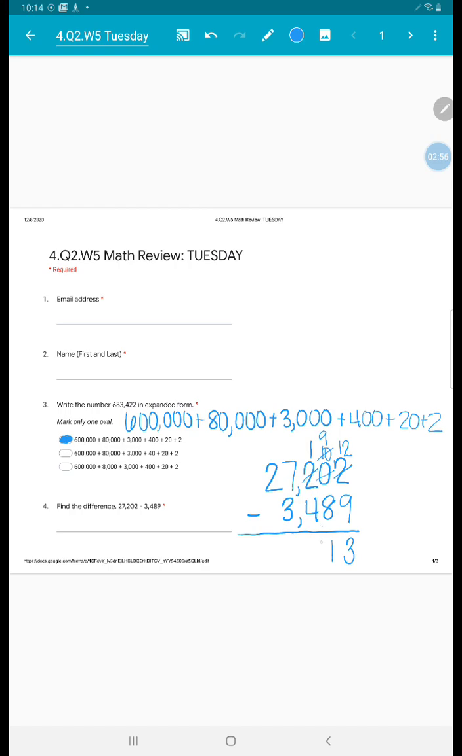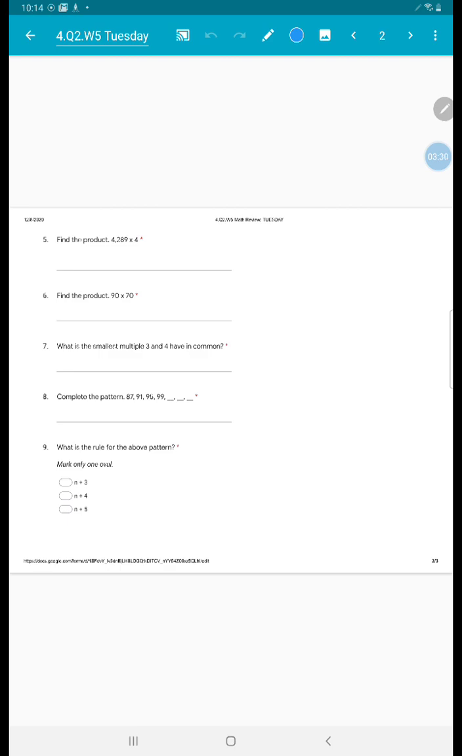If I have 1, can I take 4 away? Wait, no. Okay. You have to go to the 7 and make it a 6, and then make the 1 a 11. Make that a 7, and the 3 take away 6 is 3, and then you work for 2. Very good. So our difference is 23,713.